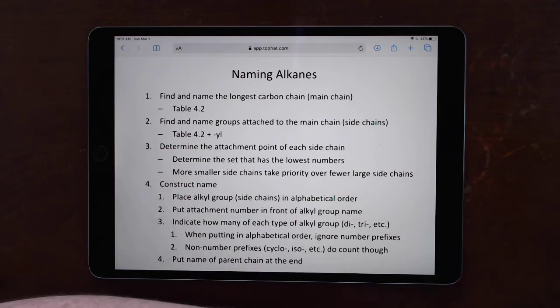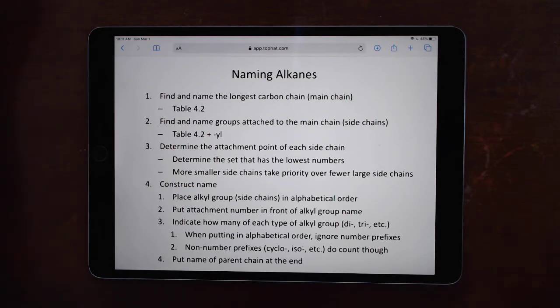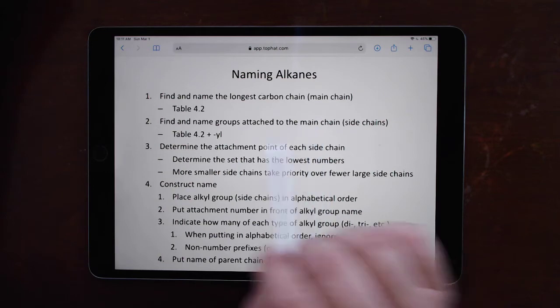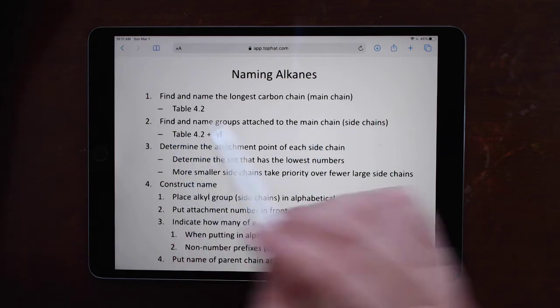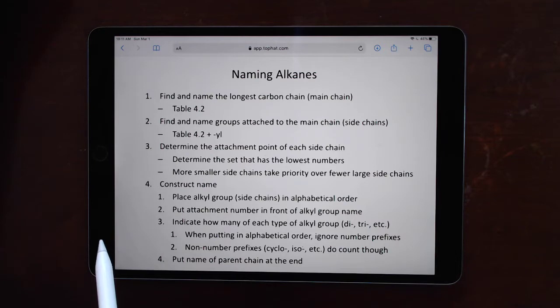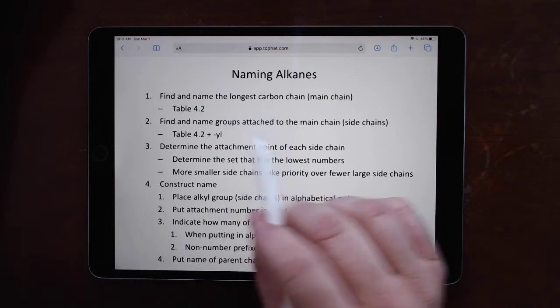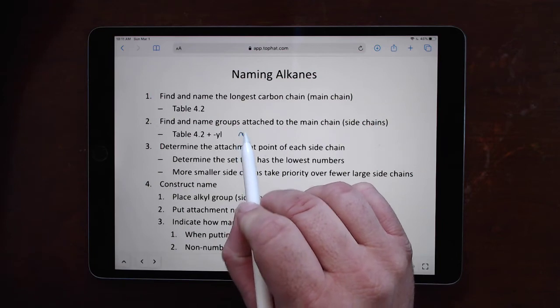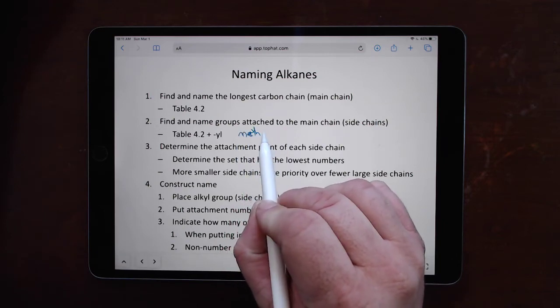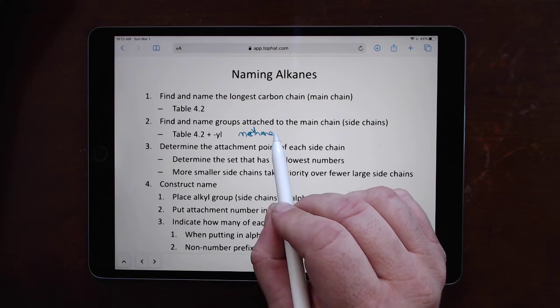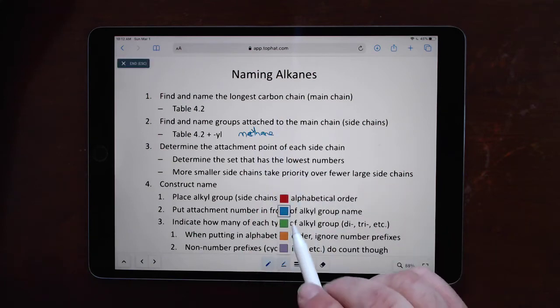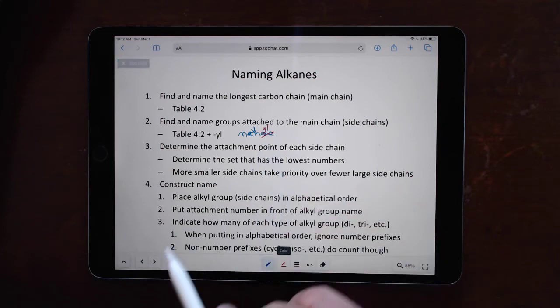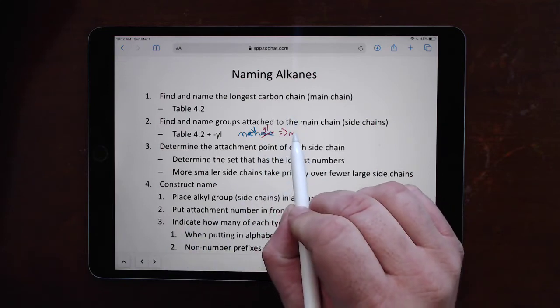The other carbons that are branching off, we also have to name, but they're going to be named separately, as side chains. To designate that those carbons are part of a side chain, we're going to start with those base names, for example methane, and instead of the A-N-E suffix, we're going to change that to a YL. So methane becomes methyl.